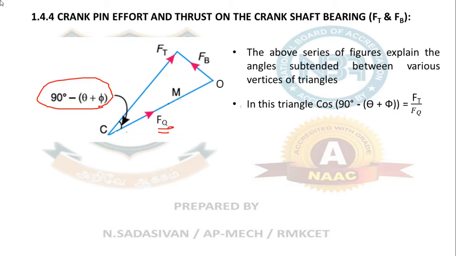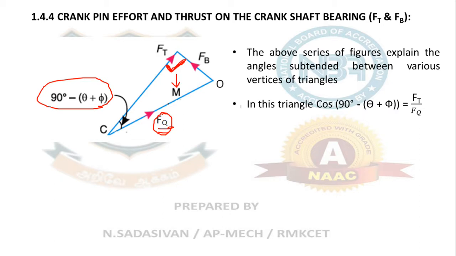Just by looking at this blue triangle, can you tell me where the 90 degrees is? Since Ft and Fb are the two components of Fq, invariably the 90 degrees should be here, because they are the two components. They will always be perpendicular to each other. Horizontal component, vertical component, 90 degrees here. Therefore this is your hypotenuse. Hypotenuse is Fq.